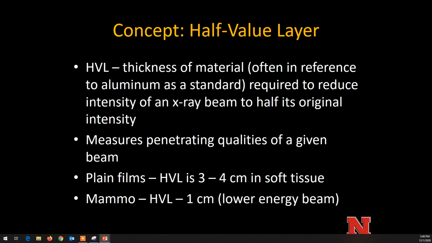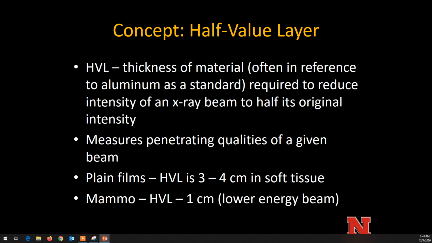All right, the concept to go over next is the half value layer. The half value layer is the thickness of material, often in reference to aluminum as a standard, that's required to reduce the intensity of an X-ray beam to half its original intensity. So it's just how thick something has to be to get an X-ray beam down to half. This measures the penetrating qualities of a given beam. For most plain films, the half value layer of the X-ray tube used is about 3 to 4 centimeters. So if you're getting an abdomen X-ray, by the time the beam has gone through 4 centimeters of soft tissue, it's already down to half its original strength.